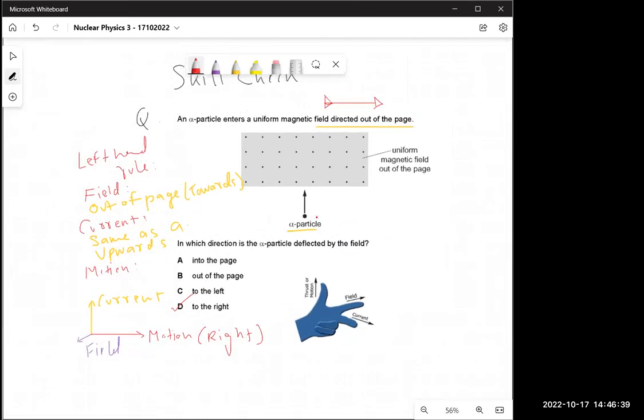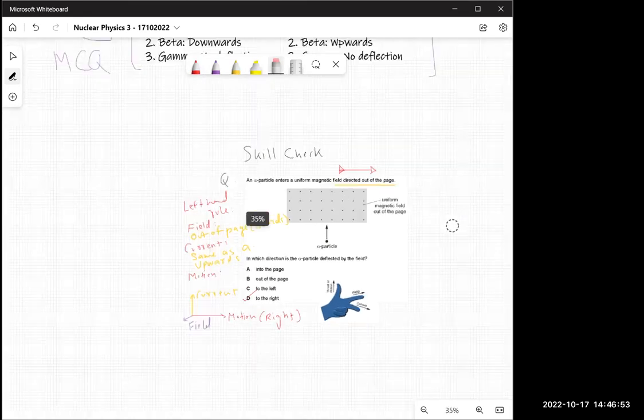Now you'll get more questions like this. All you have to do is know that if you have alpha, the current direction is the same. But if you had beta, then the current will be opposite to the direction of beta. That's it. Then use the left hand rule and get the answer. That's all for now. Any questions?